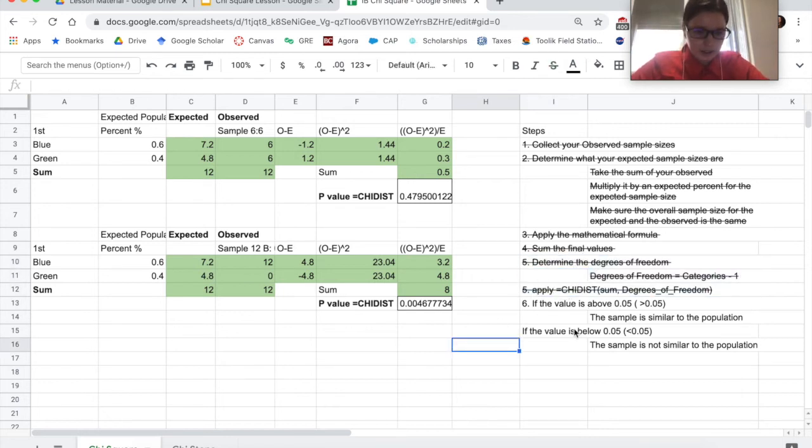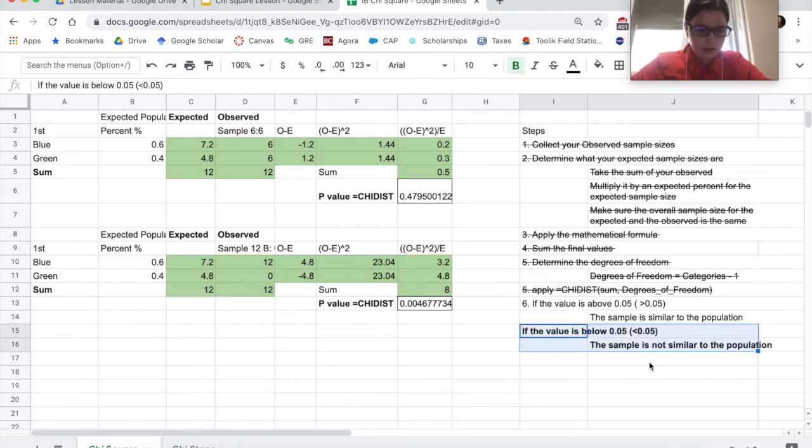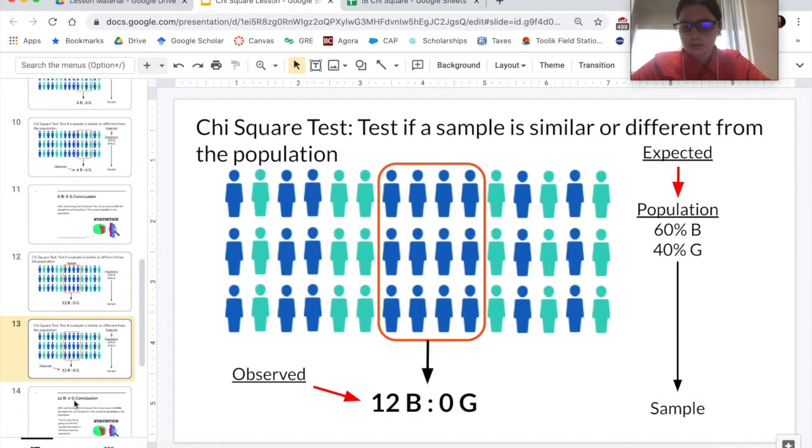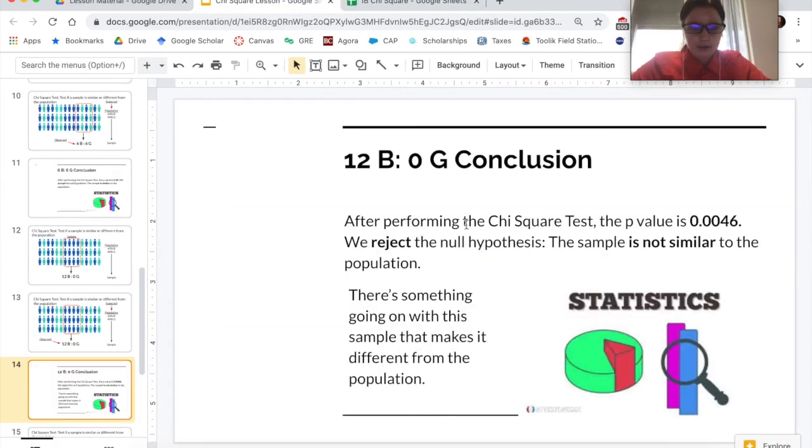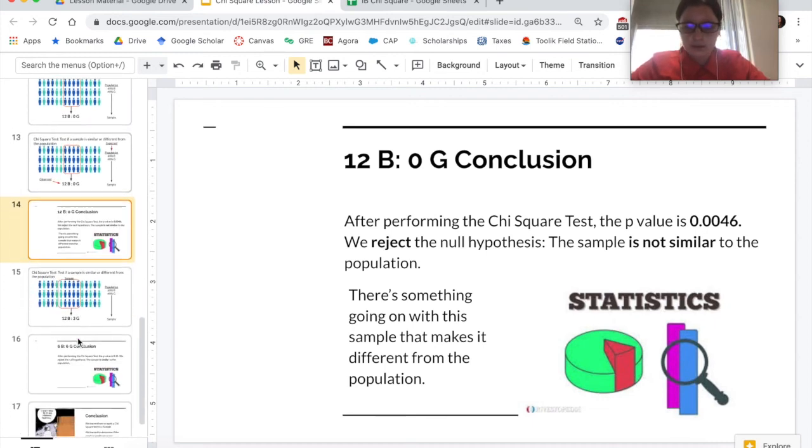This is less than 0.05, so the sample is not similar to the population. After performing the chi-square test, the p-value is 0.0046, so we reject the null hypothesis. The sample is not similar to the population. This is telling us that there's something going on with this sample that makes it different from the population.